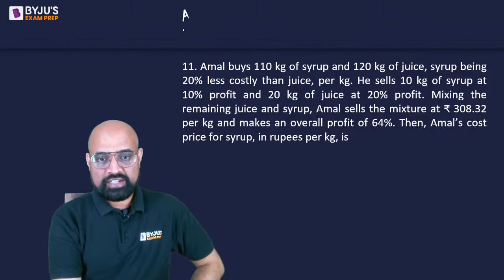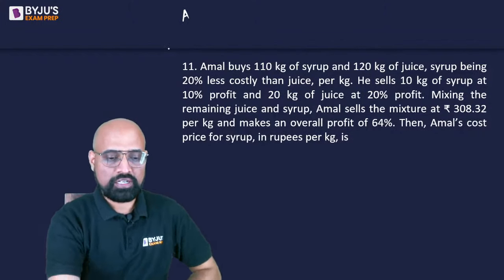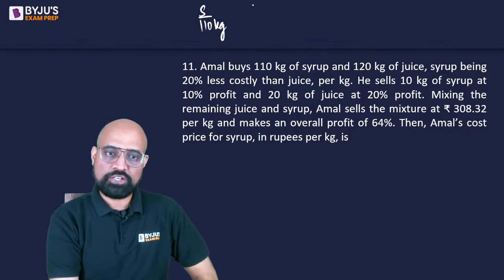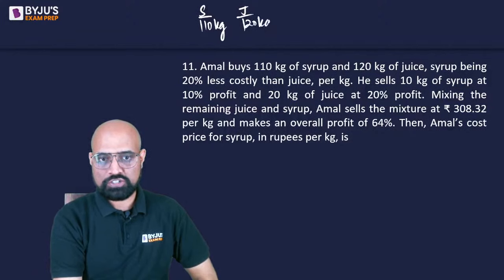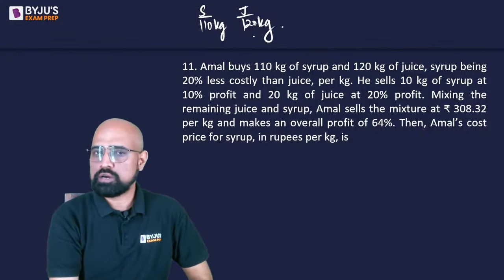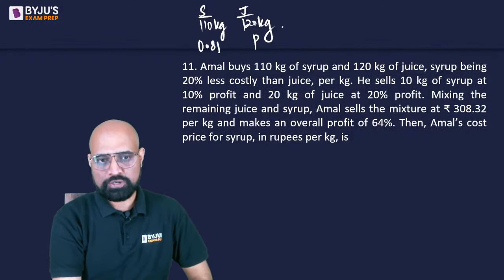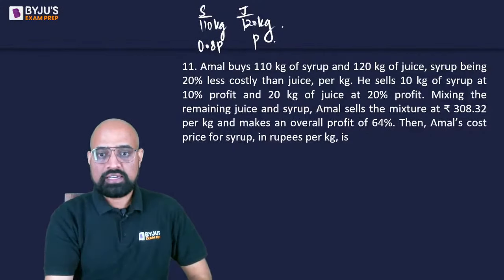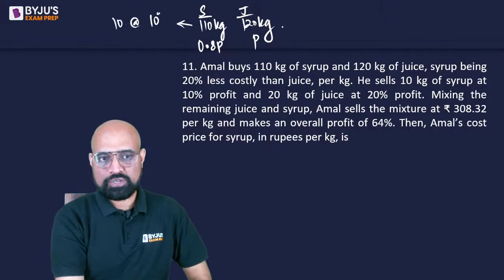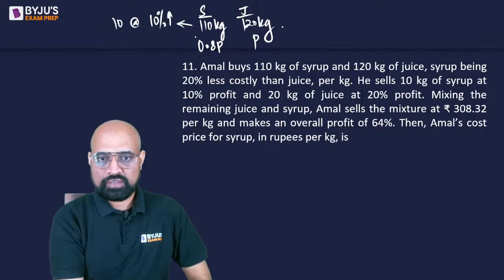So Amal buys 110 kg of syrup. Let's talk about syrup here. 110 kg, and 120 kg of juice. Syrup is 20% less costly than juice. So let the price of juice be P, and the price of syrup will be 0.8P, 20% less. He sells 10 kg of this syrup, so 10 kg out of 110, at 10% profit, and 20 kg out of 120 at 20% profit.